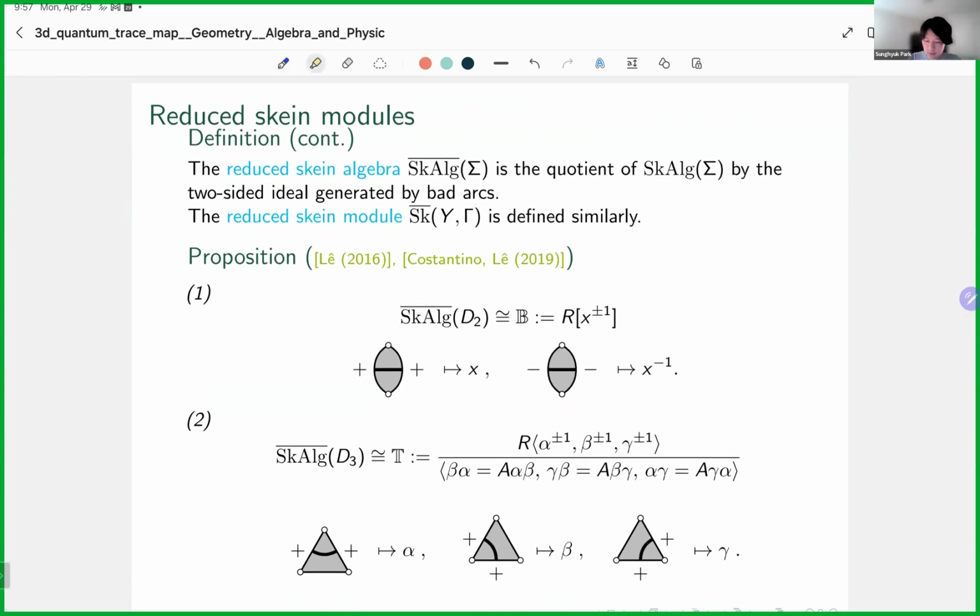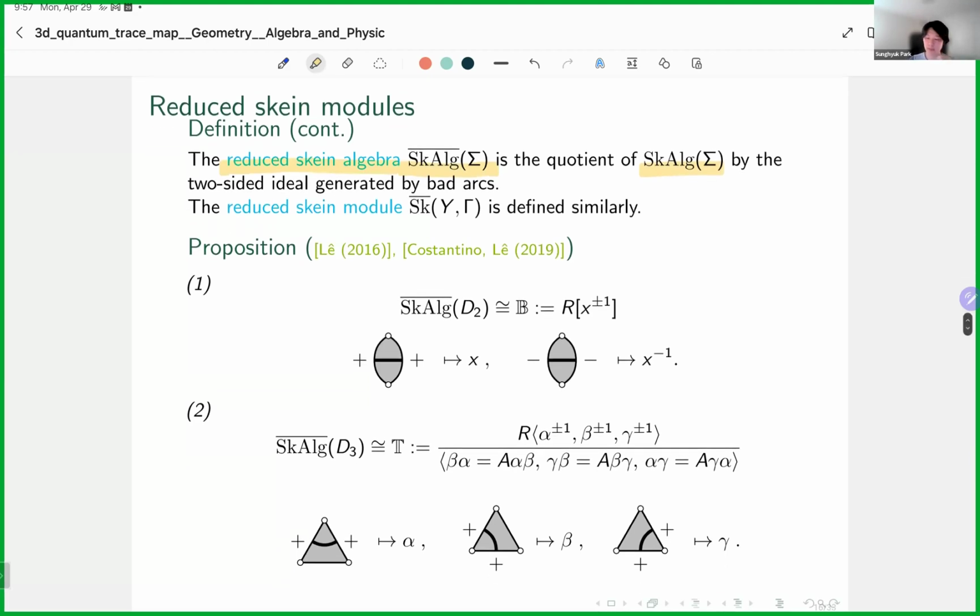Okay, so the reduced skein algebra, which we'll denote by SKalg with an overline, is a quotient of the stated skein algebra of a surface by the two-sided ideal generated by those arcs. And we define it similarly for reduced skein modules. It's a quotient of the ordinary stated skein modules by those bad arcs.